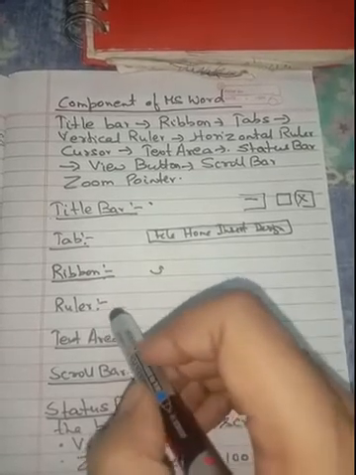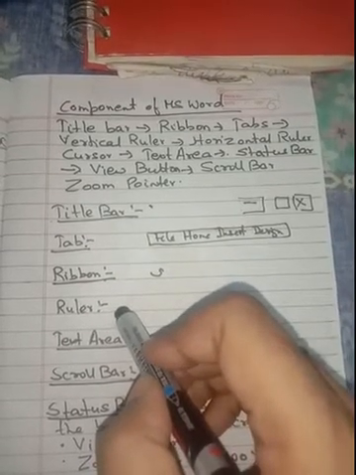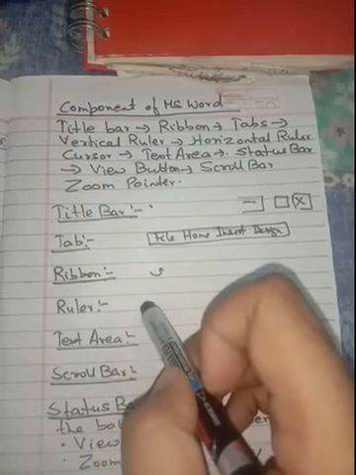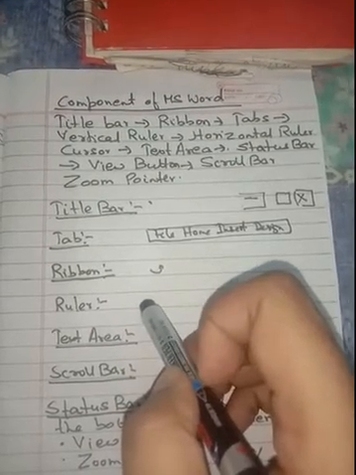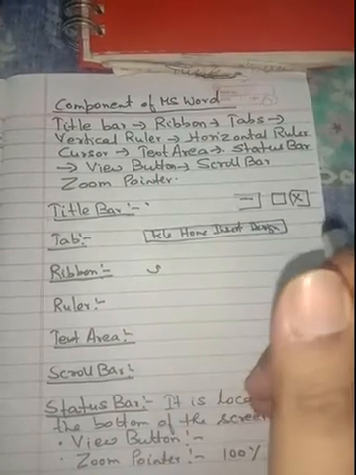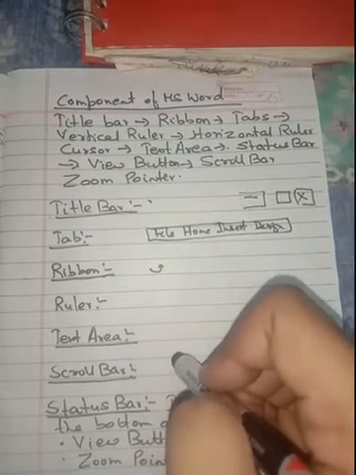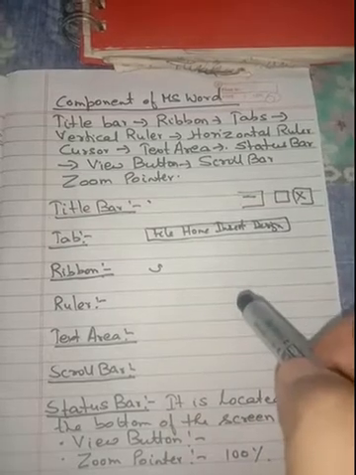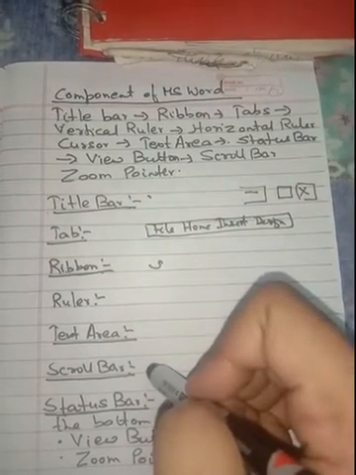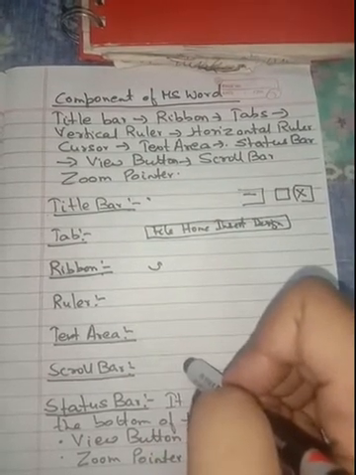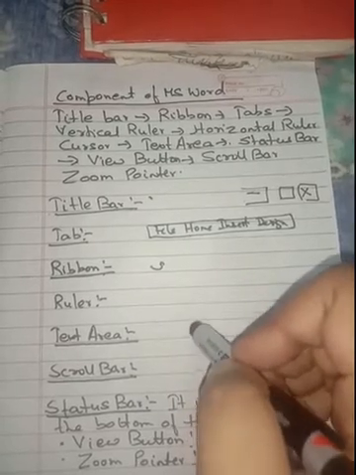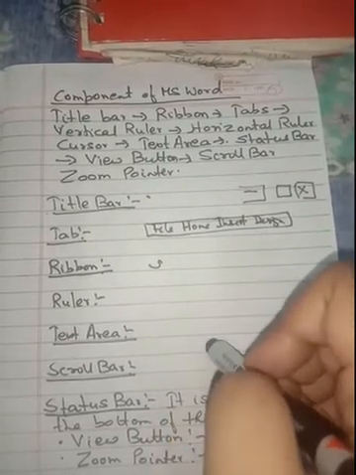So next we have the ruler. We have two types of rulers, the horizontal ruler and the vertical ruler. They are used to change the format of our document quickly. Next is the text area. The text area is the large area where we generally type our text. Next we have the scroll bar. There are two different types of scroll bars, vertical and horizontal, which are used to move the pages up and down, left or right.